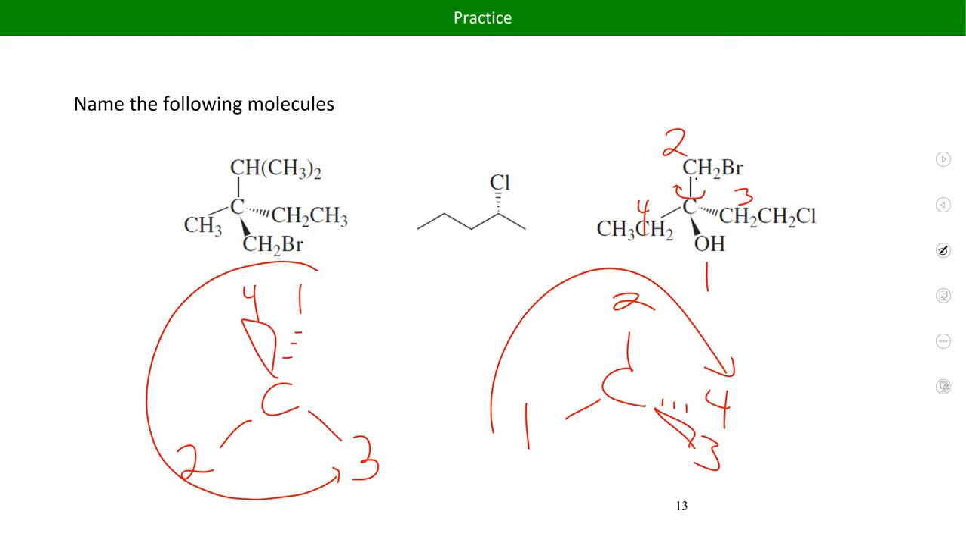Some people like a more mathematical approach to it. If four is sticking out towards you, you're looking at it from behind. So draw the arrow like normal and then just flip it. If four is sticking out towards you, it looks like S, but then we're looking at it backwards. So it's actually R.